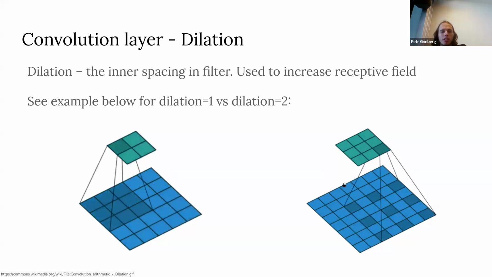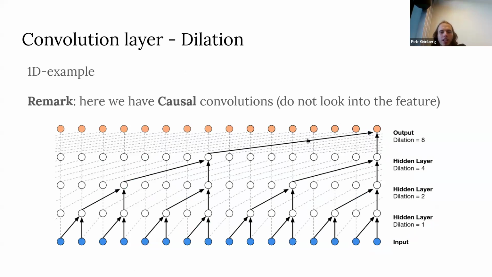And this is used to increase receptive field, as we can see from this example. Here we have our input. Here we use dilation 1, so everything is usual. We use each input. Here we use dilation 2, so we skip one element. Here we use dilation 4, so we skip 3 elements. Here we use dilation 8, so we skip 7 elements. And if you look at this output carefully, you will notice that it depends on the whole input. And the receptive field for this output is the whole input.